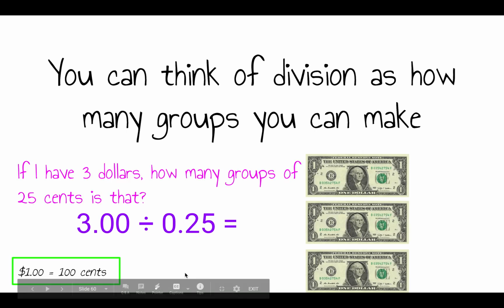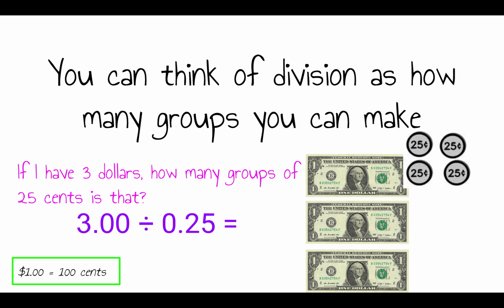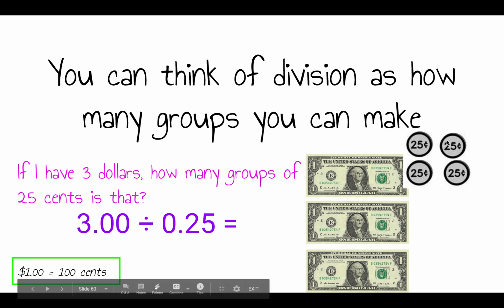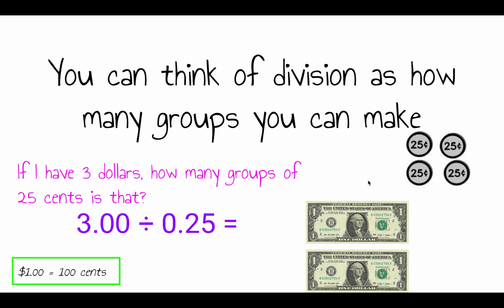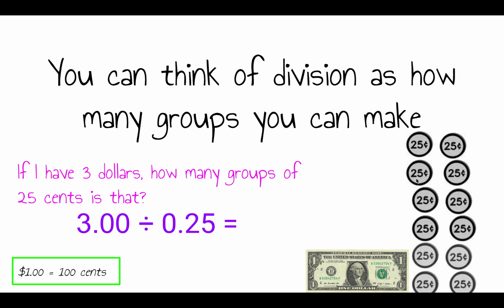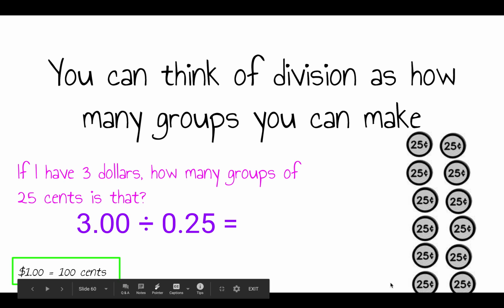You could do the same thing with money if that makes more sense to you. If I have $3, I'm going to divide it into groups of 25 cents. I know that there are 4 groups of 25 cents in $1, because I know that there are 100 cents in total. So that dollar had 4 groups of 25, that dollar had 4 groups of 25, and that dollar had 4 groups of 25.